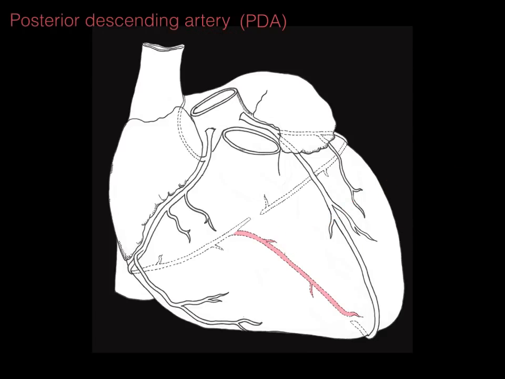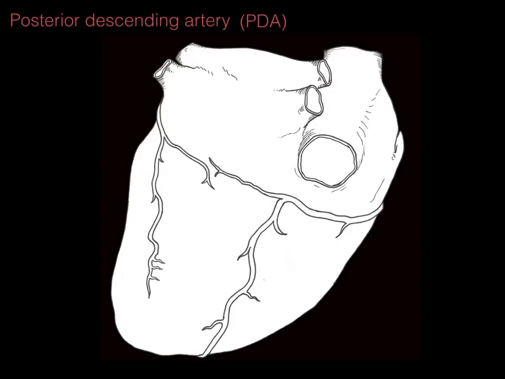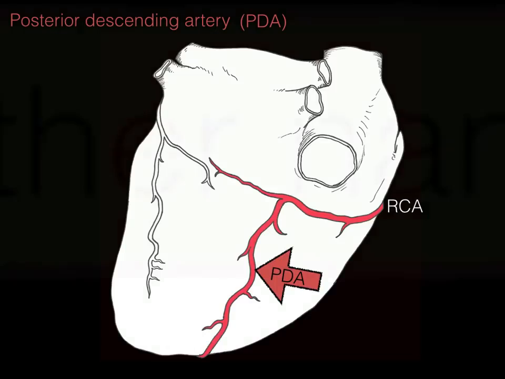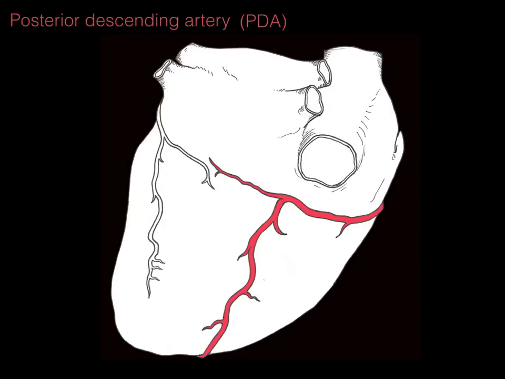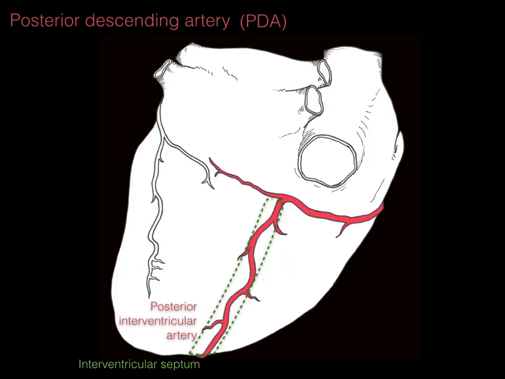And now we're going to turn the heart around so we see the back side, and there's the right coronary artery, and coming off of that, arising, is the posterior descending artery. Hey, how about another name for the same artery? Well, along this, we have the interventricular septum. It is a septum of myocardium between the left and right ventricles. And because of that, we also call this artery the posterior interventricular artery.